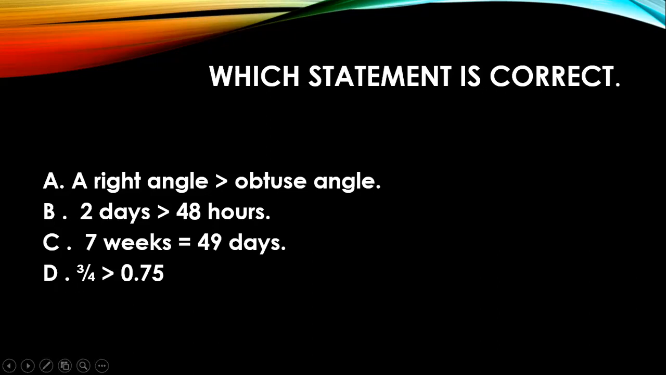If you look at the next choice, 3/4 is greater than 0.75. So change them into the same unit. 3/4 as a decimal, if you divide 3 by 4, you'll get 0.75. So 3/4 is equal to 0.75 and not greater than. So this statement also is false, and the only statement that was correct in this question is statement number C, or statement C.